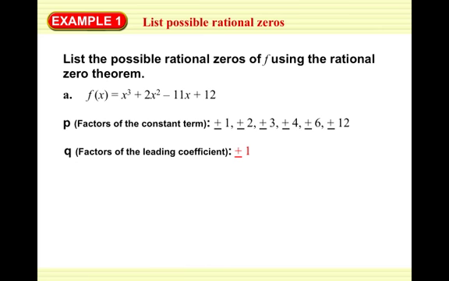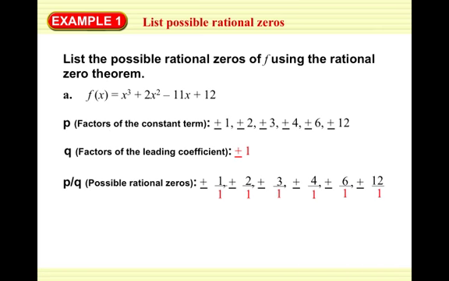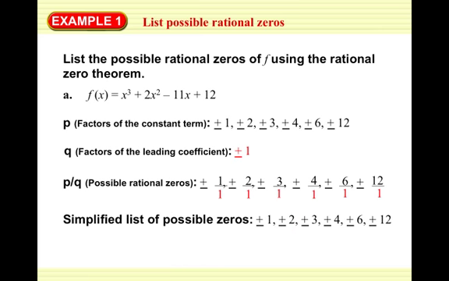This is the easiest case scenario of finding q because the q is going to be the factors of the leading coefficient, and our leading coefficient is 1, so plus or minus 1. So now you look at all your possible combinations of p divided by q. So plus or minus 1 over 1, plus or minus 2 over 1, plus or minus 3 over 1, plus or minus 4 over 1, plus or minus 6 over 1, plus or minus 12 over 1, which simplifies to plus or minus 1, plus or minus 2, plus or minus 3, plus or minus 4, plus or minus 6, plus or minus 12. So if that function has a rational zero, it's one of these. And so that takes us from an infinite number of possibilities to a listable number of possibilities.